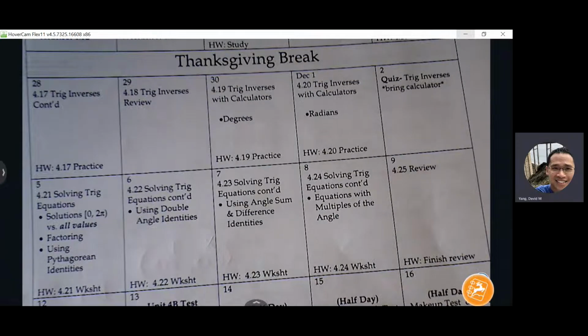Okay, let me go over the calendar here. We did trig inverses yesterday. Today, I felt like 4.18 is just more of the same, and I would like to skip over to 4.19 so that we can get an early start with the new topics. These are two new topics, but they're not difficult. We just need to spend some time getting used to them. So I'm going to spend today going over 4.19. Tomorrow will be 4.20.